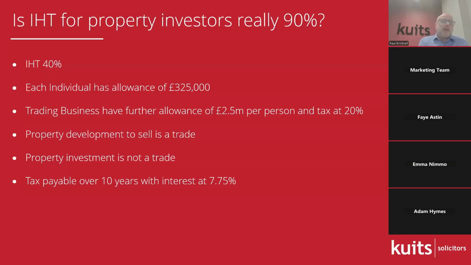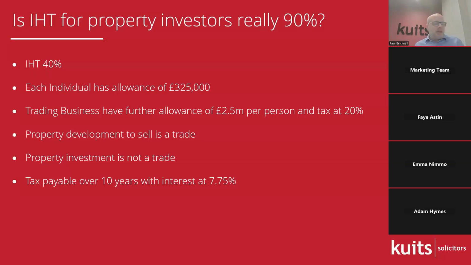Now, the government is very good. It says, well, you can pay your tax in equal instalments over 10 years, but the interest rate on that unpaid tax is 7.75%. So they're giving with one hand and then taking immediately back with the other, on the basis that 7.75% is not a commercial rate of interest on debt.